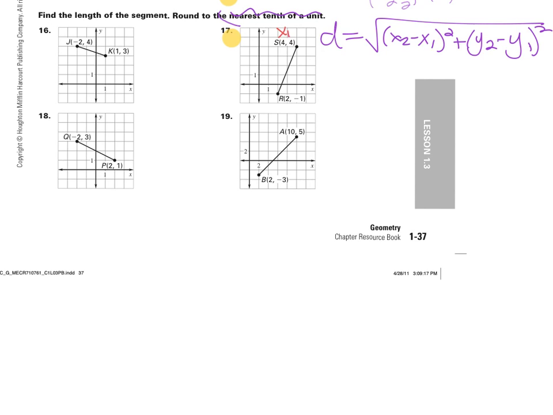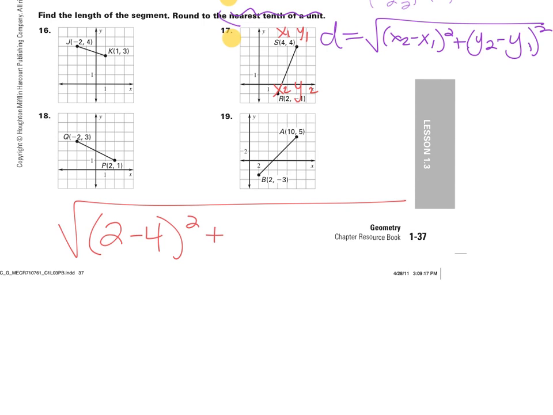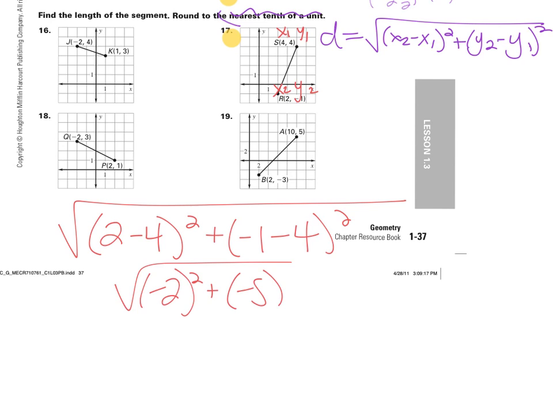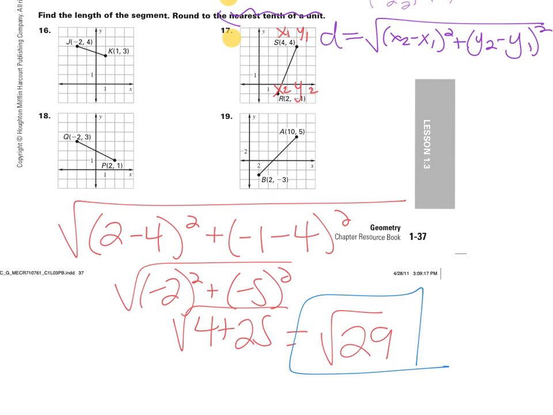So if this is my x1, y1, and this is my x2, y2, and it doesn't matter which ones you pick as long as you're consistent, I would start by saying 2 minus 4 squared plus negative 1 minus 4 squared, negative 2 squared plus negative 5 squared, 4 plus 25, which is the square root of 29, which is prime. It doesn't break down at all, so it would stay that way.